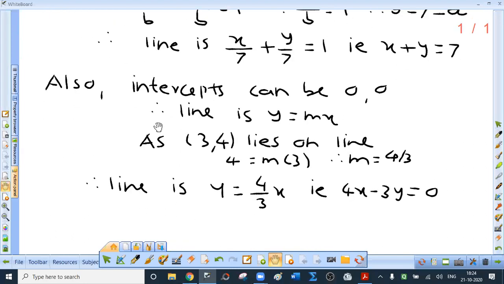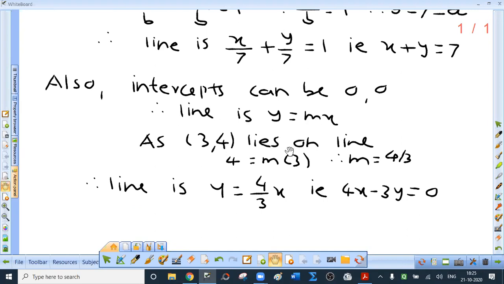Now, can I say 0 equal to 0? Yes. Can intercept be 0? Yes. So in that case, the line passes through origin, so its equation is y equal to mx. You may ask me, sir, why have you taken y equal to mx? Because the line passes through origin. For a line through origin, its equation is always y equal to mx.